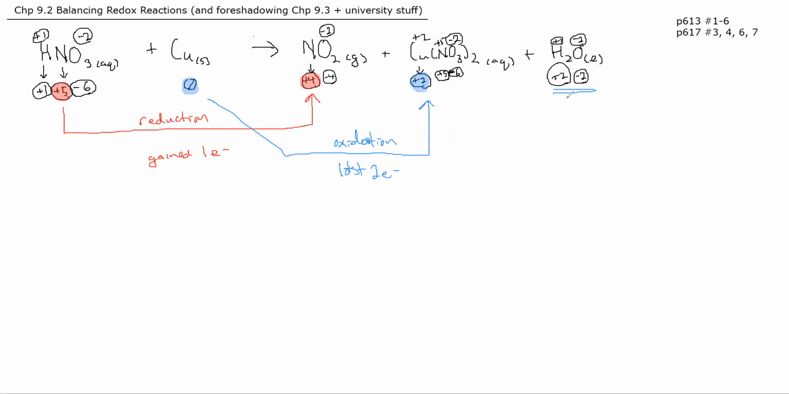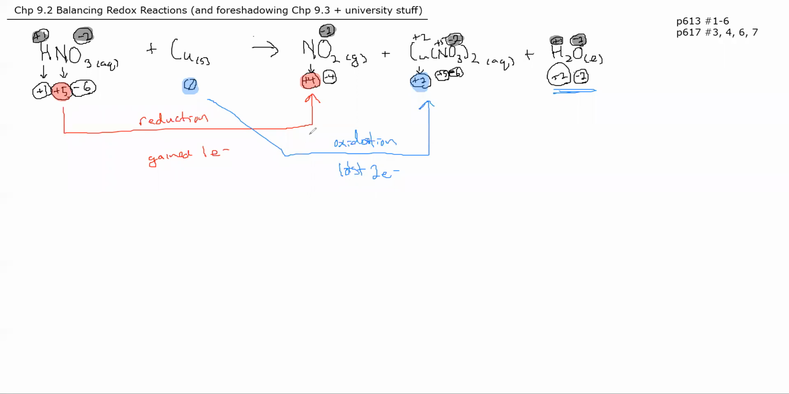And of course, water, hydrogen +1. So I'll use black. Hydrogen is a +1, that's a +1. Oxygen is a -2, -2, -2, and -2. There's no change. The red and the blue are where the changes are happening. This is a chemical reaction.